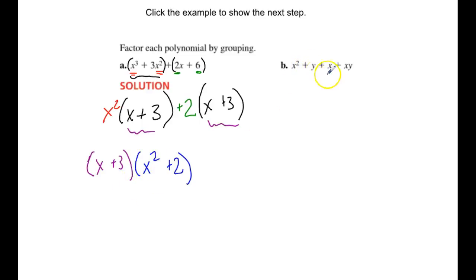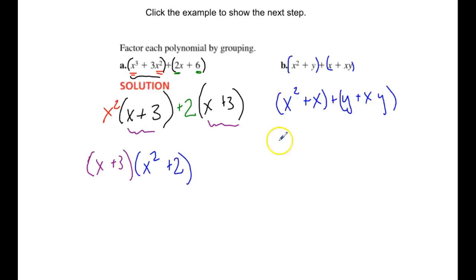So let's look at b. I see I have x squared plus y plus x plus xy. If I was to just group them, I don't have anything common that I can take out of this first batch, so I need to rearrange the terms. I've got x squared plus x plus y plus xy. Now I have some stuff with x's near the beginning and some stuff with y's near the end.